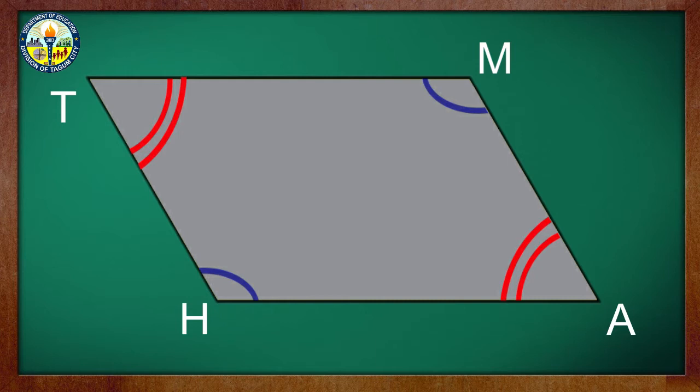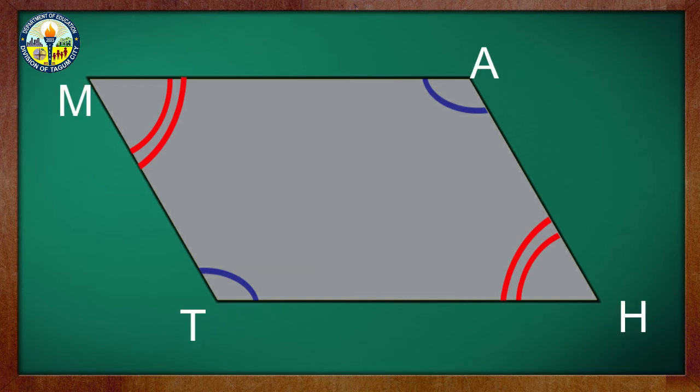Yes, you're right. They are opposite angles of the parallelogram. What property of parallelogram are we going to use? Yes, you're right. Property number 2. It states that in the parallelogram, any two opposite angles are congruent or equal. Since angle M and angle H are opposite angles and equal, therefore, angle H is also 100 degrees.